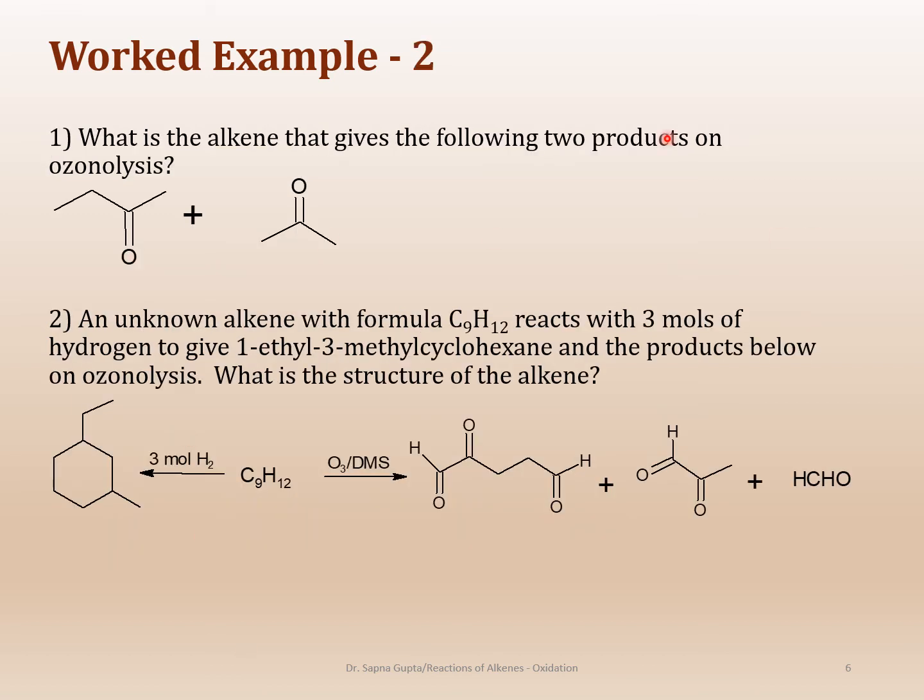So let's look at a couple more worked examples. What is the alkene that gives the following 2 products on ozonolysis? So this is kind of like a retrosynthesis, and a retrosynthesis would be when you're writing this kind of arrow. Here, if we look at these 2 products, we've got 2 ketones. So this is fairly simple because all you need to do is join the 2 ketones together. Because then this is your fragmentation that's going on.